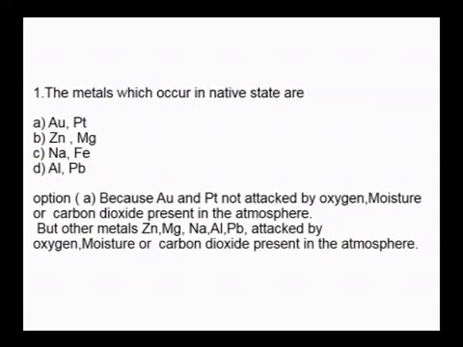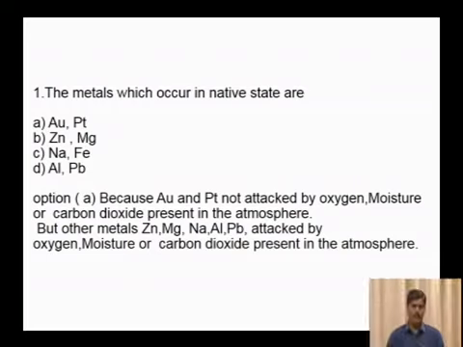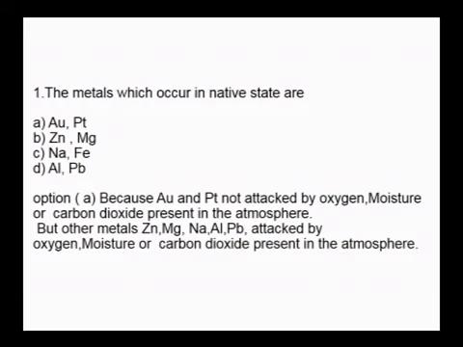The first is on general principles and isolation of elements. The first question is, the metals which occur in native state are, the options are A, Au, that is gold, and Pt, platinum, option B zinc, magnesium, option C sodium, iron, option D aluminum and lead. As I already gave you the hint regarding this one, those metals which are non-reactive with air, moisture and carbon dioxide occur in native state.